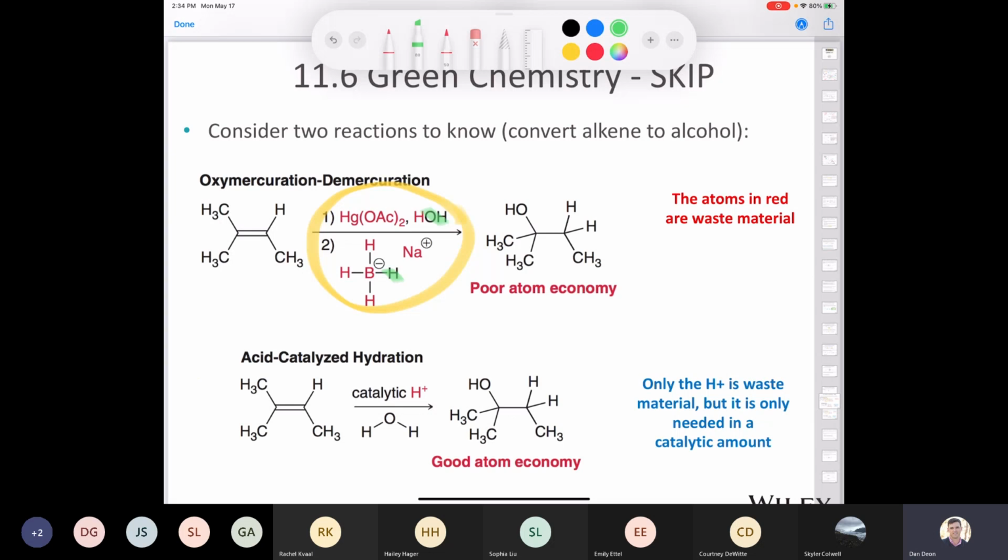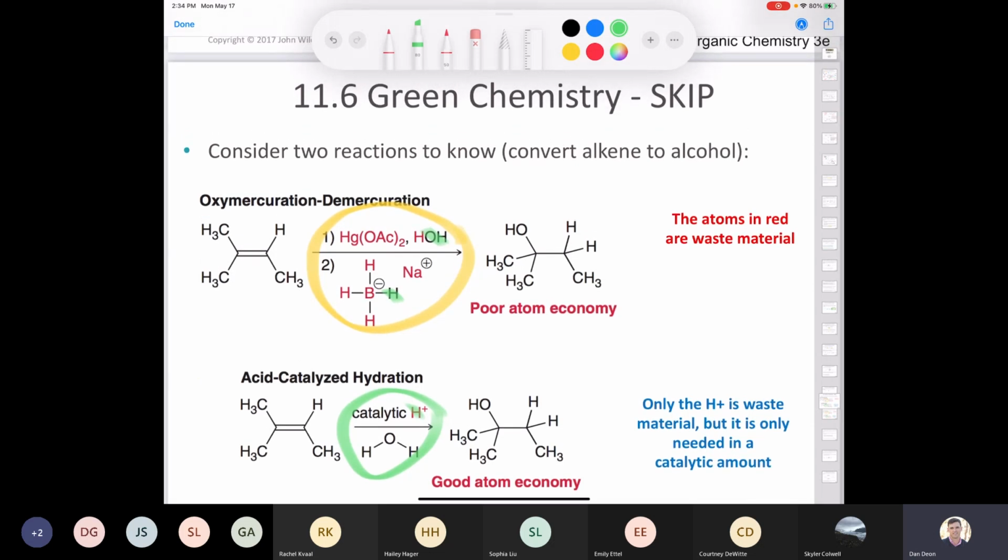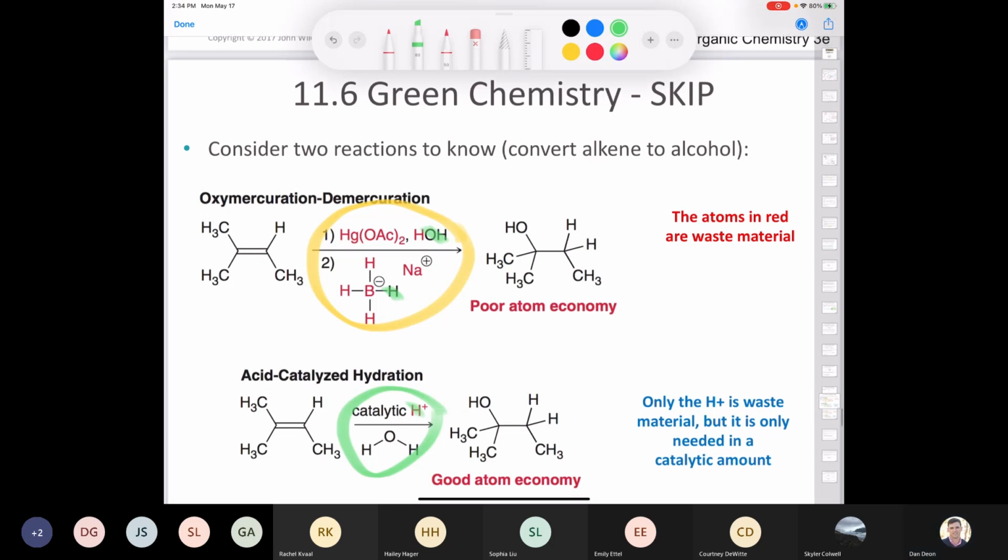However, if we just use a little bit of H3O+, the only thing that's going to go in the waste bucket would be the catalytic amount of hydrogen. Not that bad, is it? So this is just one example of trying to choose more green reaction conditions that have a better atom economy.